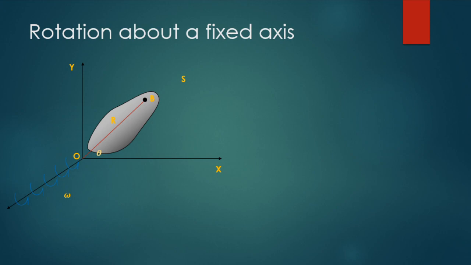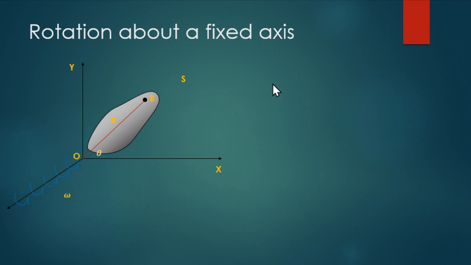So I will show you how to get the velocity in relation with the rotation. Considering this body, the distance between point O to B is equivalent to R, and we have this angle theta. I will show you the derivation of the formula of velocity in relation with the rotational motion.